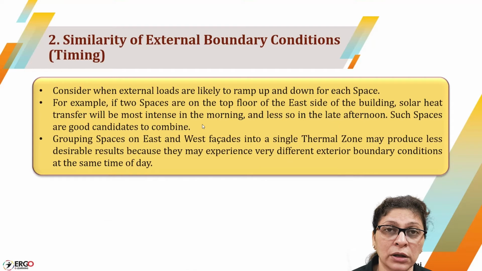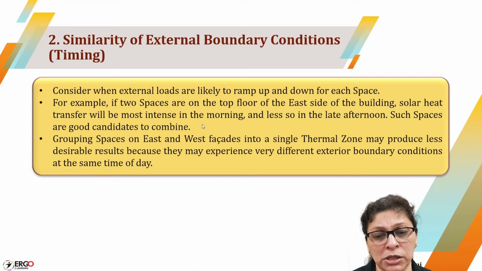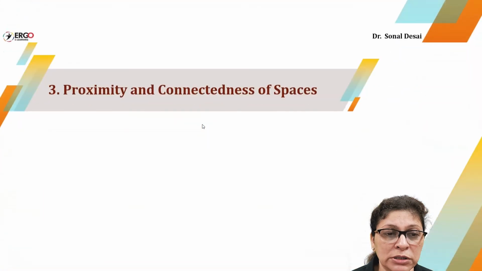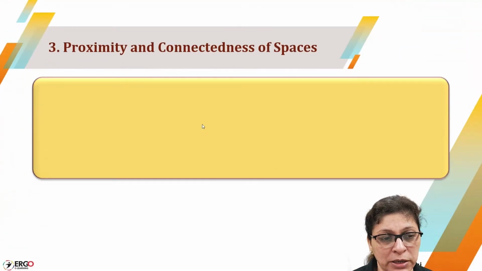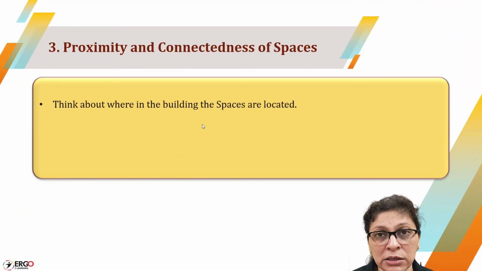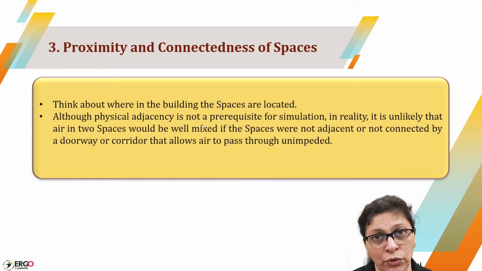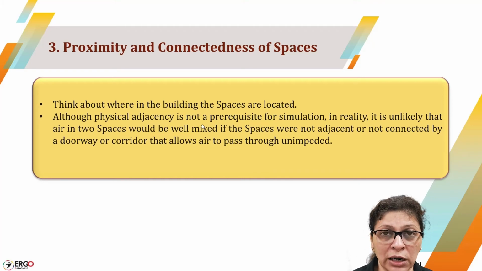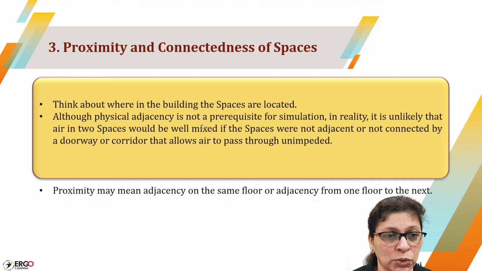So grouping the spaces on east and west facade into a single thermal zone may produce less desirable results, because they may experience different interior as well as exterior boundary conditions. Then what is the proximity and connectiveness of the space? If the building is connected on the same floor or adjacent floors, then they are equally connected with doors or corridors. So how they are connected also decides zoning.